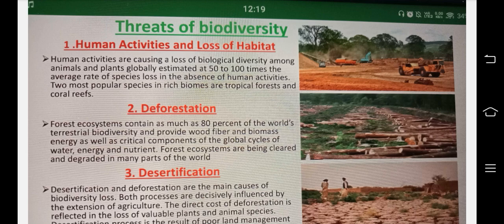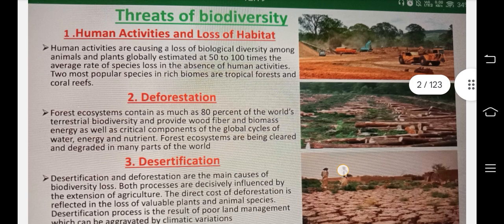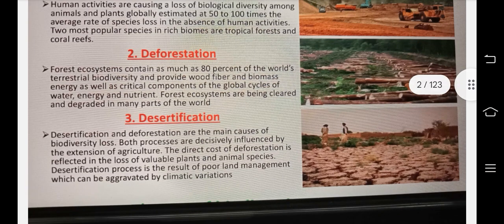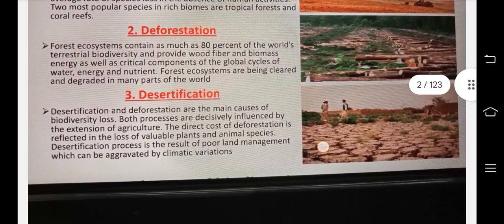The two most species-rich biomes are tropical forests and coral reefs. And deforestation. Forest ecosystems contain as much as 80% of the world's terrestrial biodiversity and provide food, fiber, and biomass energy, as well as critical components of the global cycles of water, energy, and nutrients. Forest ecosystems are being cleared and degraded in many parts of the world.